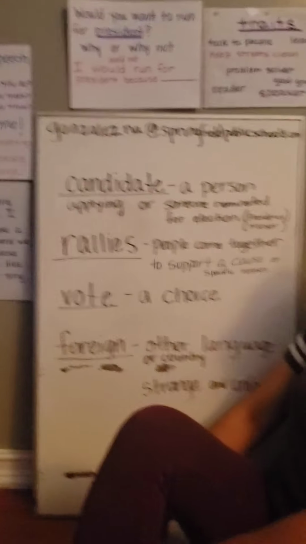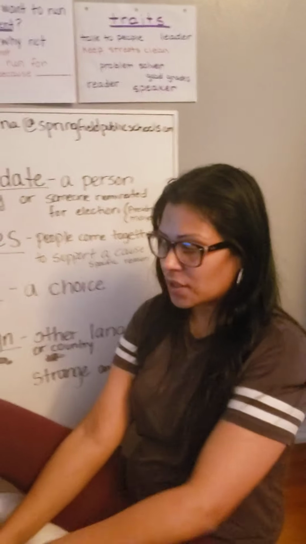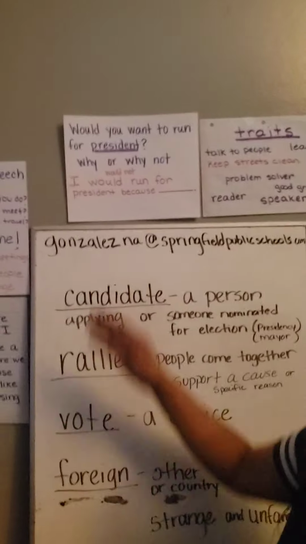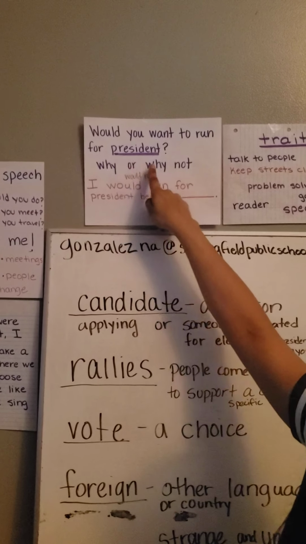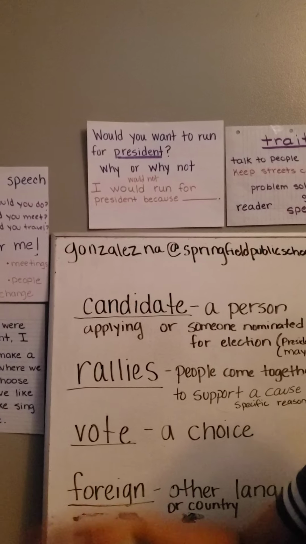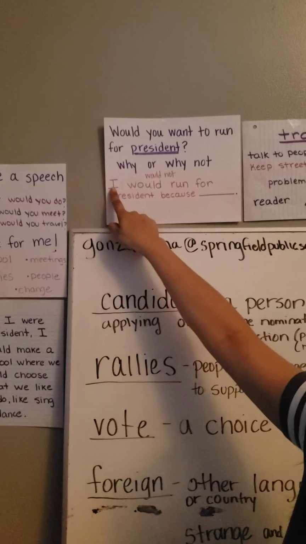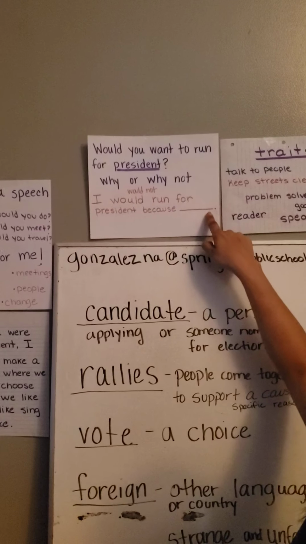Okay, so we're going to go over the questions in the back. But before we go over the questions, I want to go over an extension to this lesson. So I want you to think about this. Would you want to run for president? Why or why not? So I wrote a sentence frame for you so you can know how you're going to start your answer. I would run for president because blank.